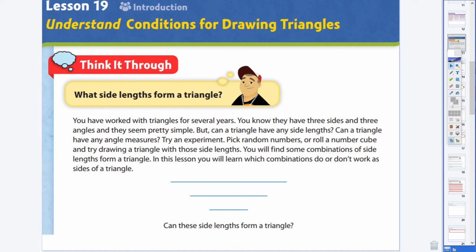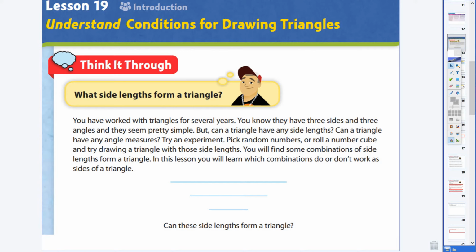Try an experiment. Pick random numbers or roll a number cube and try drawing a triangle with those side lengths. You will find some combinations of side lengths form a triangle. In this lesson, you will learn which combinations do or don't work as sides of a triangle.